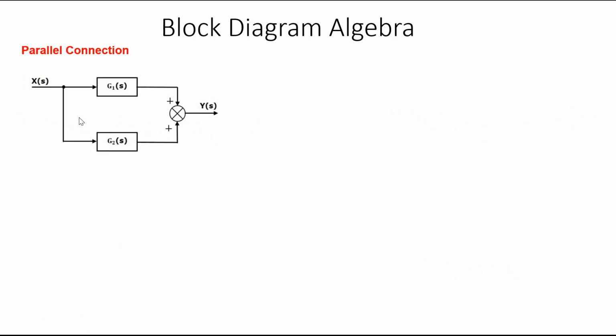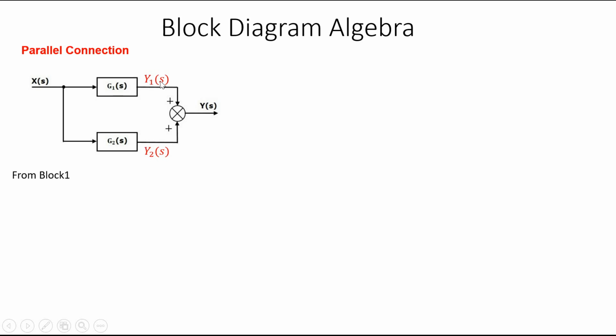Next one is the parallel connection. In a parallel connection, the same signal is multiplied by this block and this block, and the results are added. Again, we have to find a single equivalent block for this complex block. Let the signal at this point be Y1(s), the output of block G1(s), and the output of block G2(s) be the signal Y2(s).